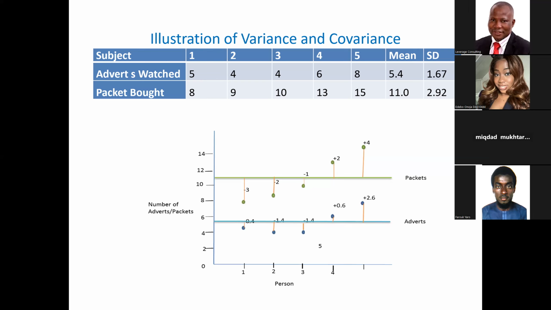But if there's no covariance at all, if they don't covary, this graph will be haphazard. 2 of them may be facing one another, while the other ones are apart. You won't see any pattern. It means there's no covariance. That's just a pictorial way of explaining covariance.